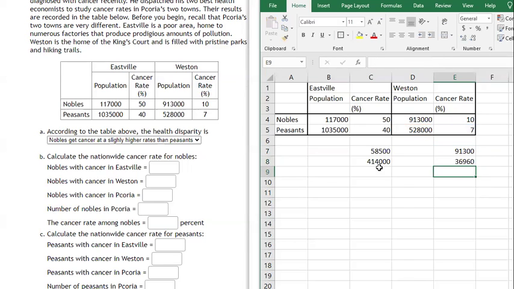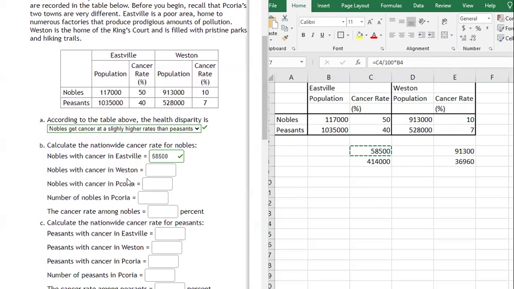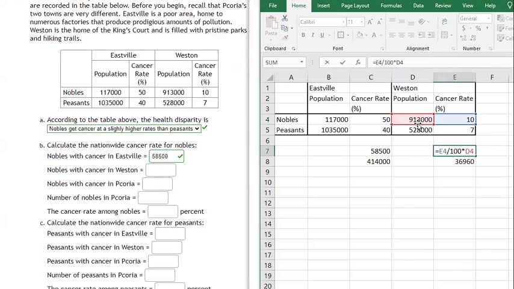So nobles with cancer in Eastville is the product of those two. Well, we got to convert that to a percent though, right? Per 100. So that is 58,500. Nobles with cancer in Weston, we multiply these two together, but we first have to convert that to percent by dividing by 100 because there's no percent symbol up here. And we get 91,300.